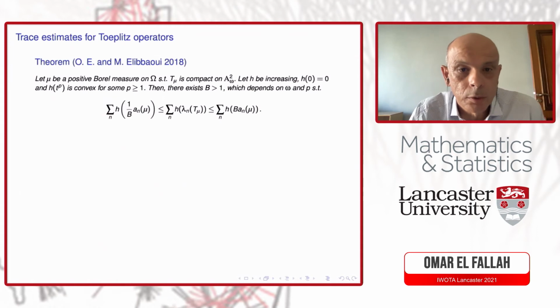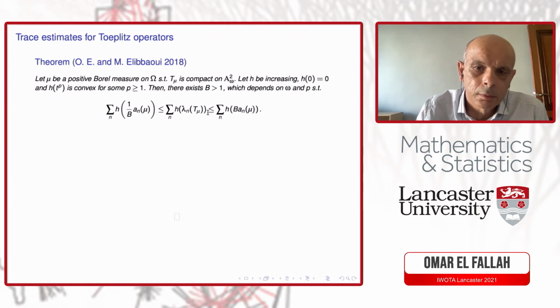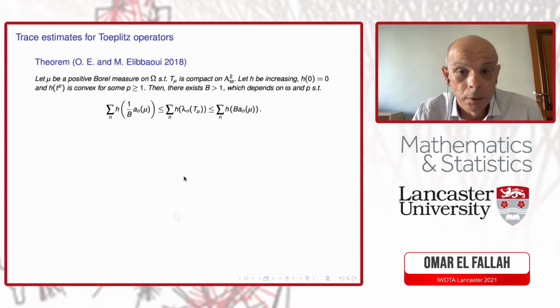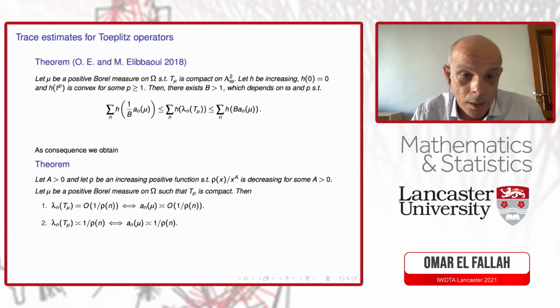Okay. The first result on Toeplitz operators was obtained by my colleague Elie Bouhaddou. We proved that for any h such that h(t^p) is convex for any p, one can find a constant b with these estimates. And as I mentioned before, it gives us the following result. If we suppose that rho(x) divided by x^a is decreasing for some a, so we need that rho(x) doesn't increase faster than polynomials, then lambda_n(T_mu) is in some sense equivalent to a_n(mu).